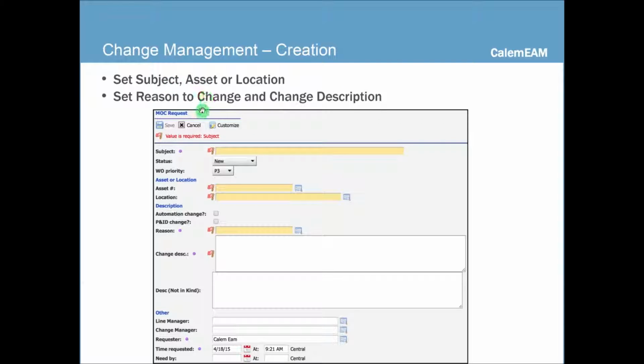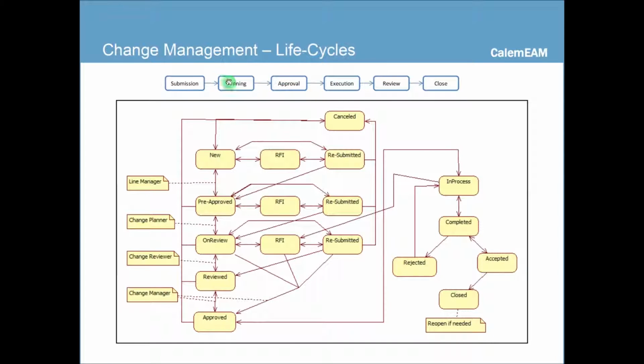To create a change request or an MOC, you just set a subject, select an asset or location, pick a reason to change, and enter a change description. You can save it. Change requests go through life cycles like work orders: from submission to planning, approval, execution, review, and close.